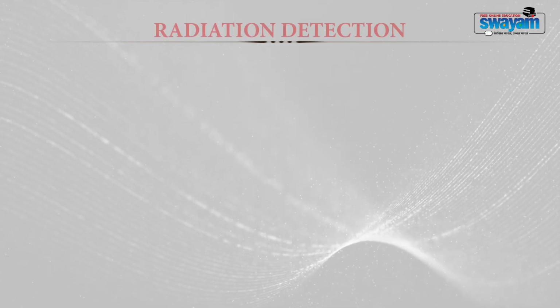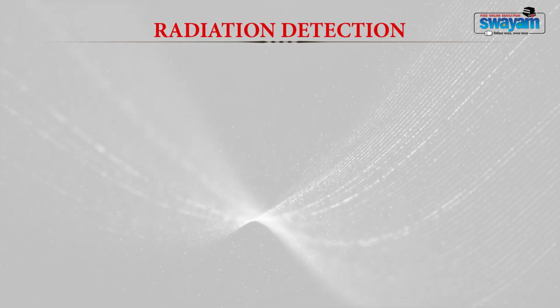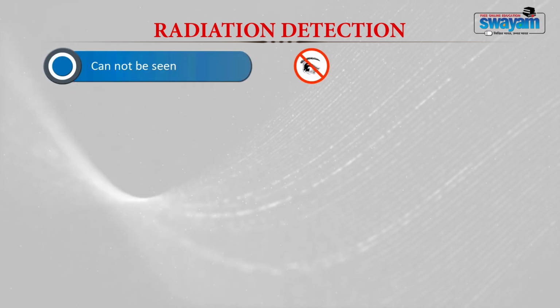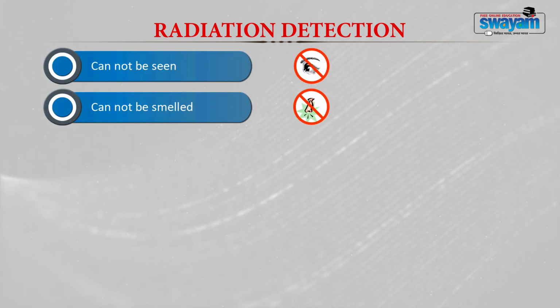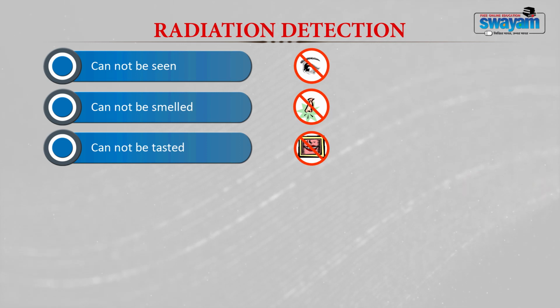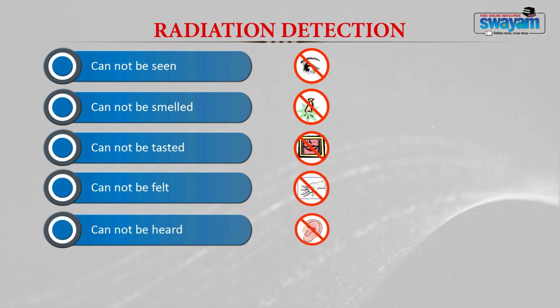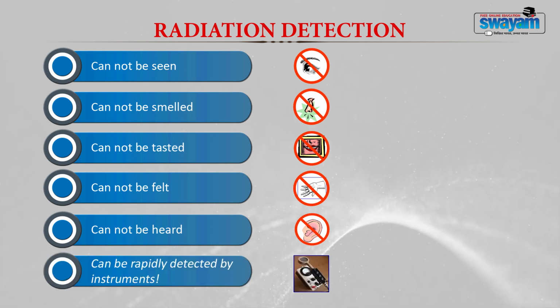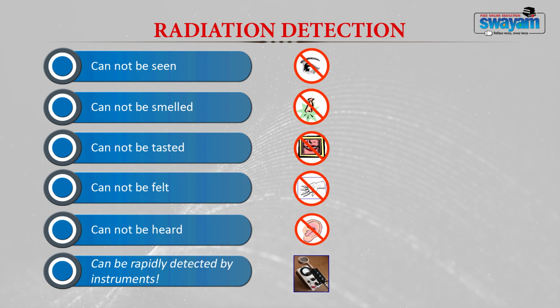As far as radiation detection is concerned, as I told earlier, radiations cannot be seen, smelled, tasted, felt or heard. So, here comes the role of instruments, and radiations can be detected only by instruments. Dear students, I give you one small assignment to do at your own level. Please make a list of different equipment used for the detection of radiations.